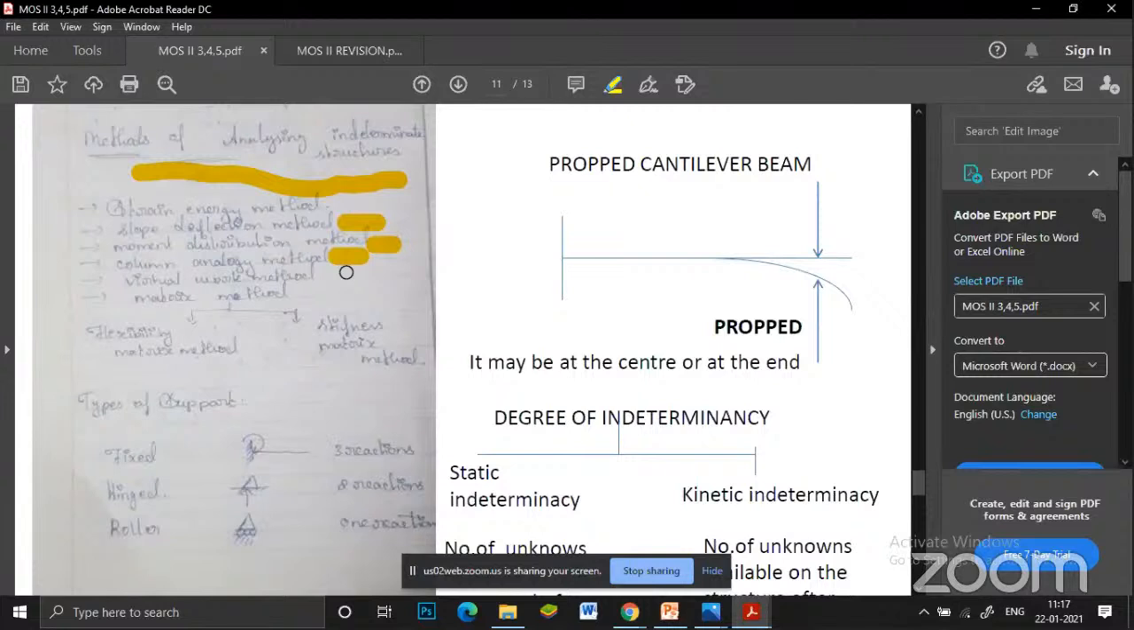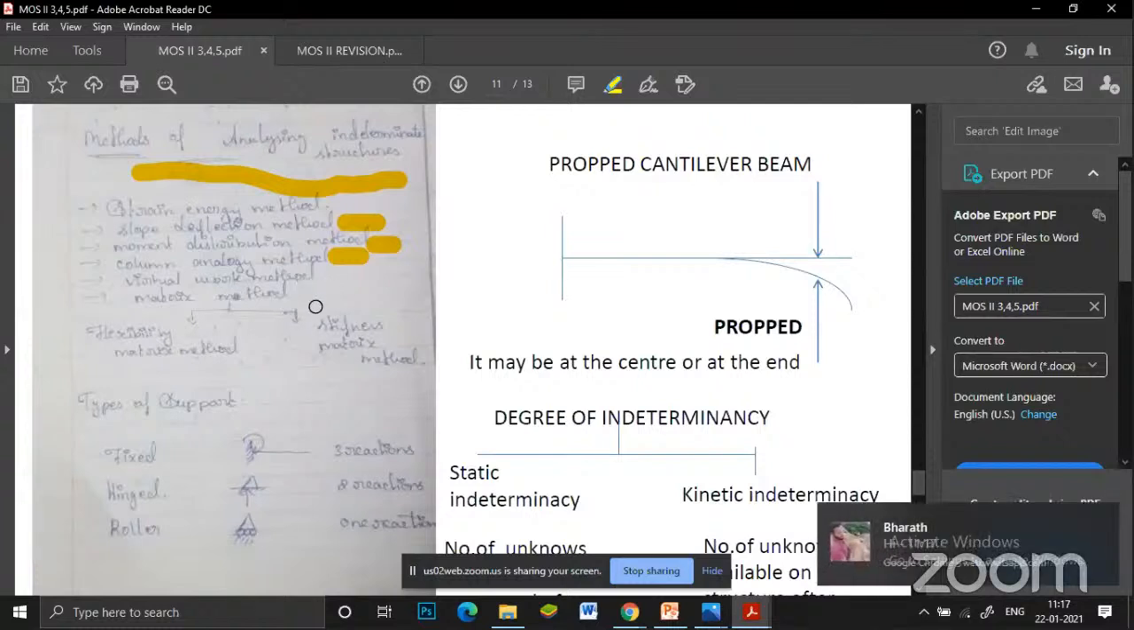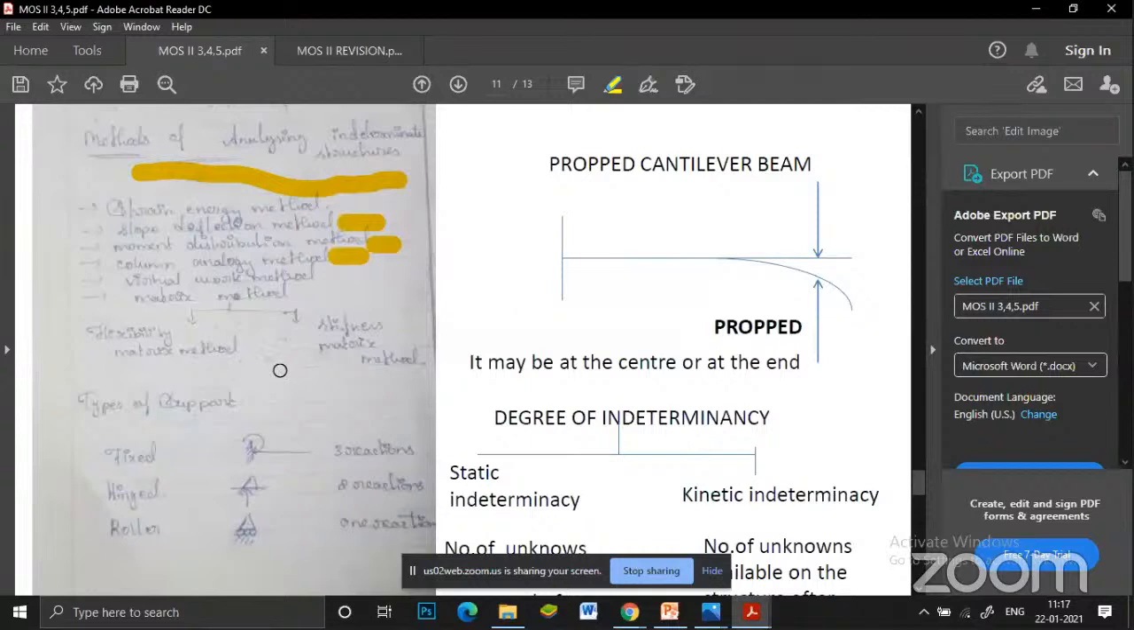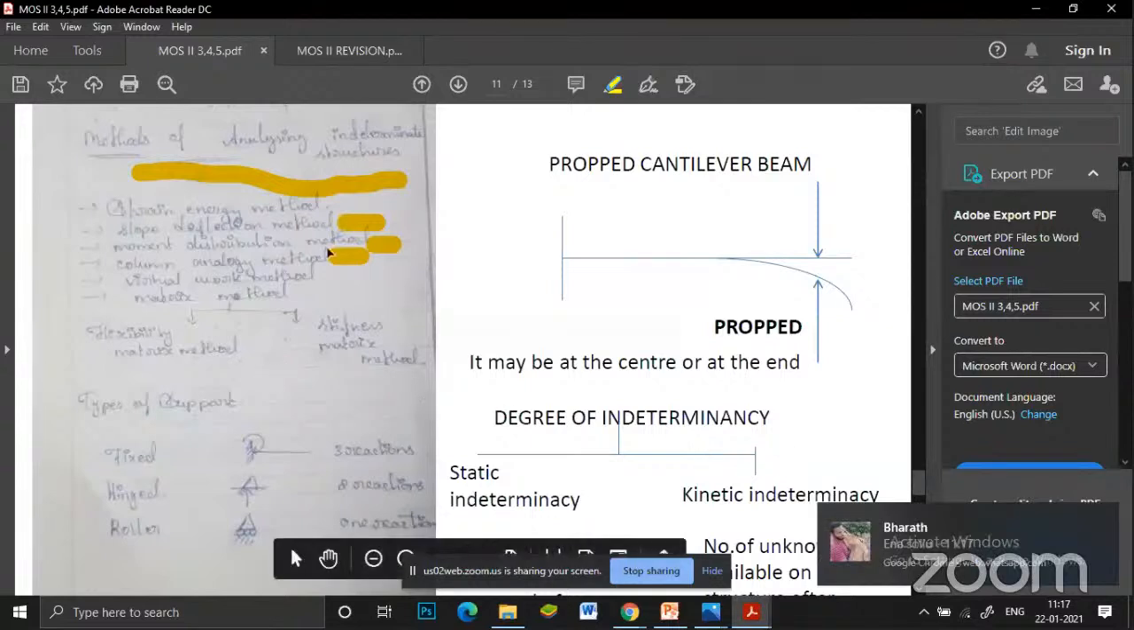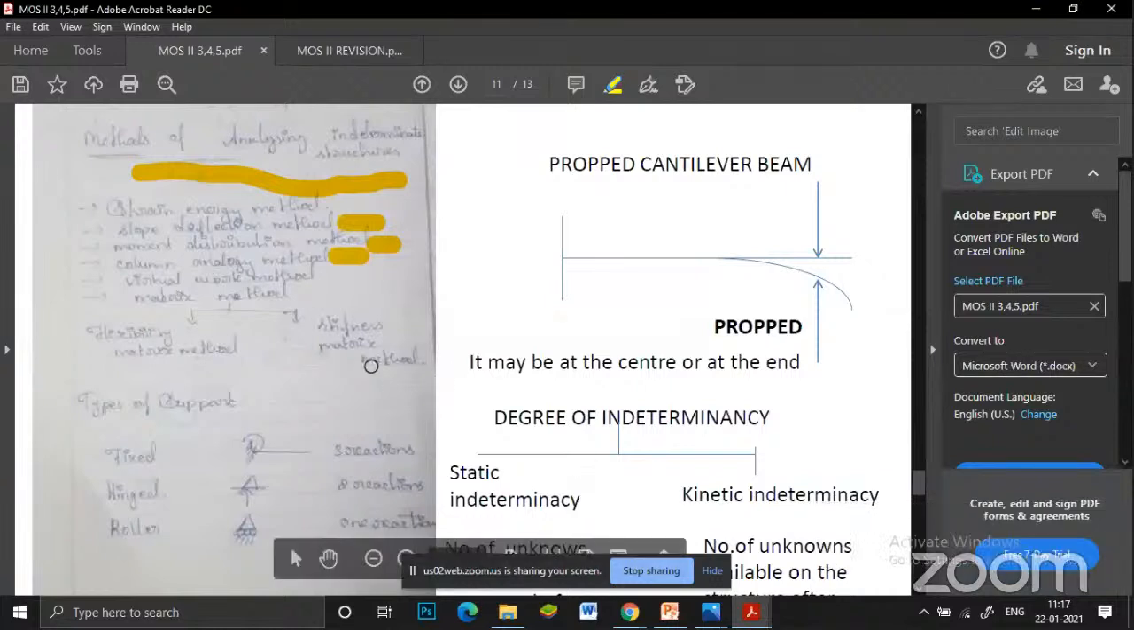Column analogy method is nothing but what we saw last time with short column and long column. Then virtual work method and matrix method. In the matrix method, we have two different methods: flexibility matrix method and stiffness matrix method. We should have a clear idea of the methods of analyzing indeterminate structures, because they might ask you to find the odd one.